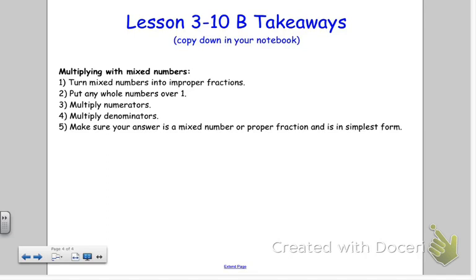Alright, so here are the takeaways for this lesson. You'll notice that we now have an extra step involved when you're multiplying with mixed numbers. The first thing that you have to do is to turn mixed numbers into improper fractions. Then you can go through the rest of the steps. If you have any whole numbers, you put them over 1. You multiply your numerators, you multiply your denominators, and of course you make sure your answer is a mixed number or a proper fraction, and that it's in simplest form. You can't have improper fractions in your answer, only in the multiplication problem.